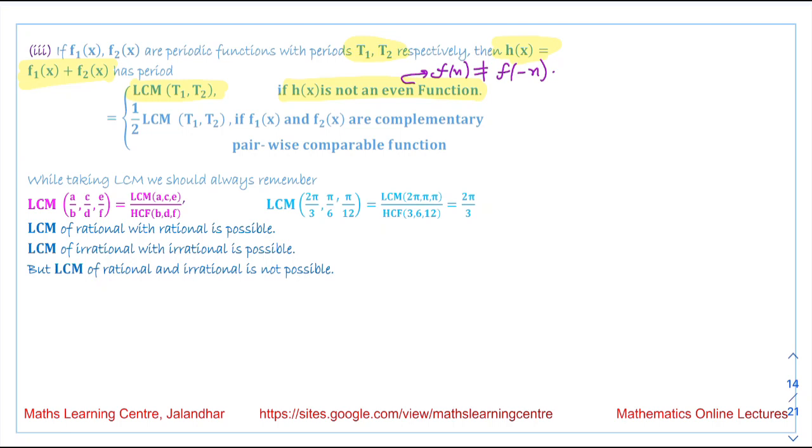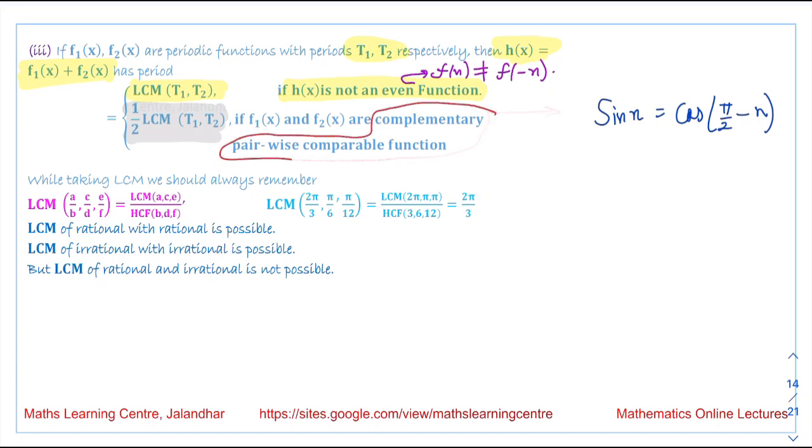And the second thing is that it will be equal to half the LCM of these two values, if f1(x) and f2(x) are complementary pairwise comparable functions. So what does this condition mean, complementary pairwise comparable function?